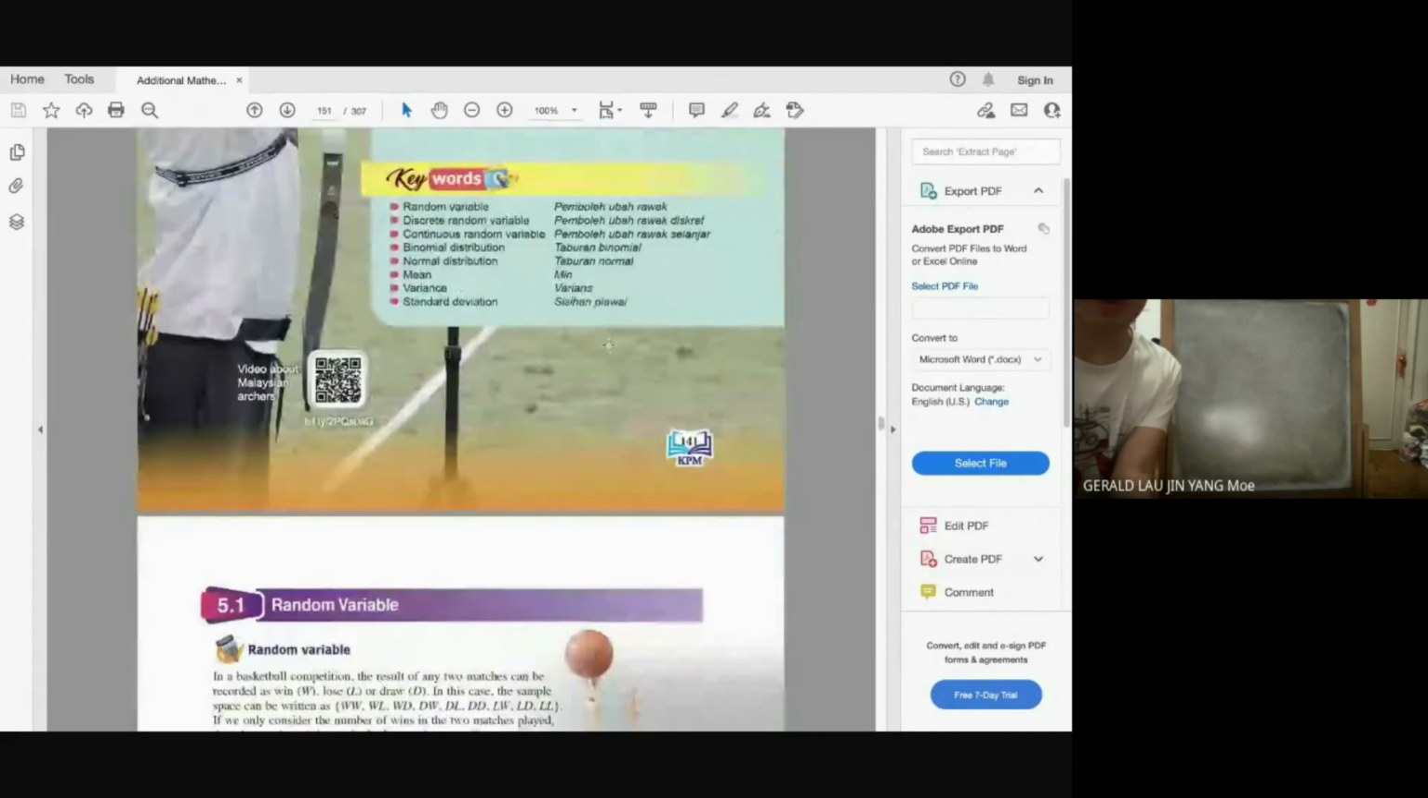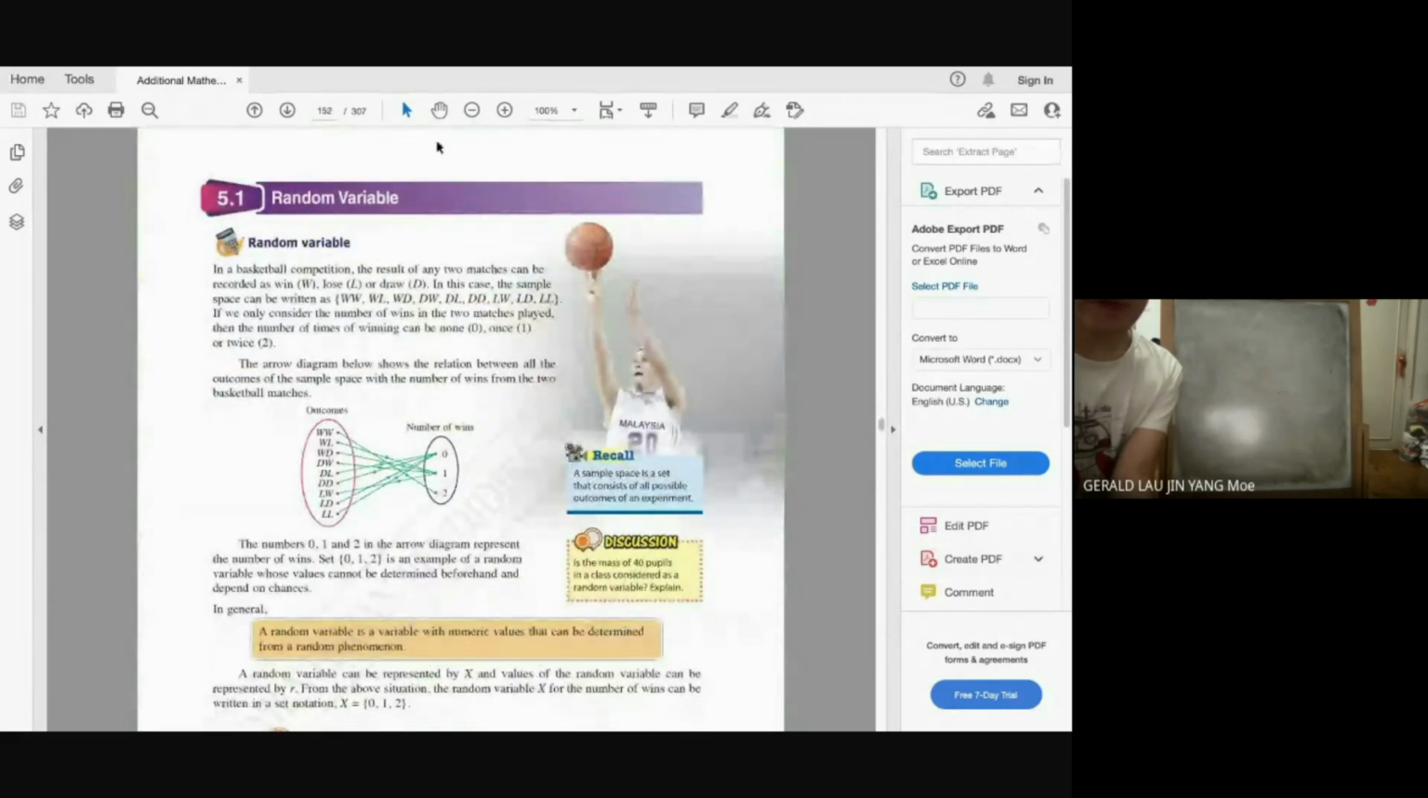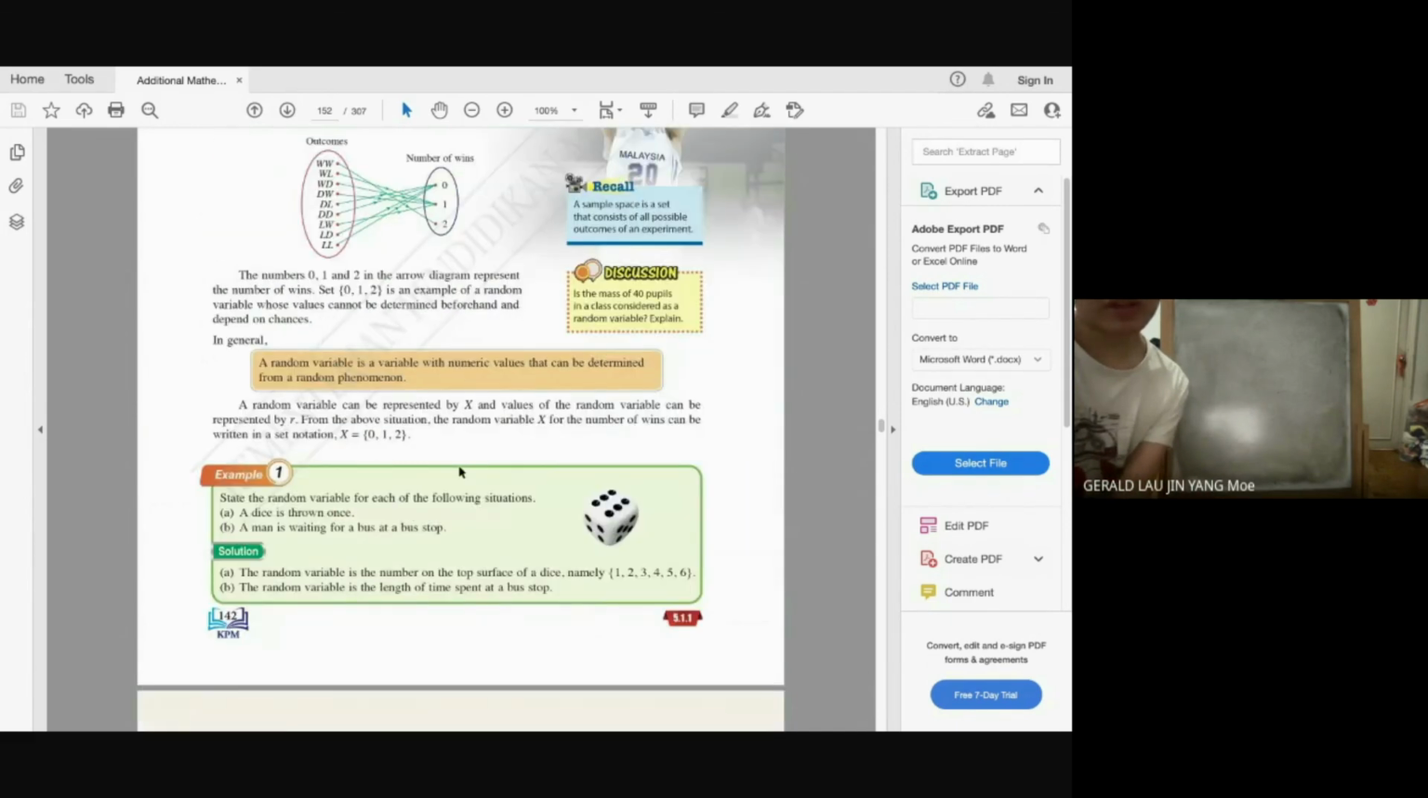Chapter 5 is basically calculating probability. You are introduced to the term random variable. What does it mean? Basically, it is a variable with a numeric value that can be determined from a random phenomenon. That means how many wins or how many points, any numeric outcome is called a random variable. State the random variable for each of the following situations. A dice is thrown once. A dice has 1, 2, 3, 4, 5, 6, six surfaces, and different surfaces have different points. So your random variable is 1, 2, 3, 4, 5, 6. Remember, you must write in set notation.